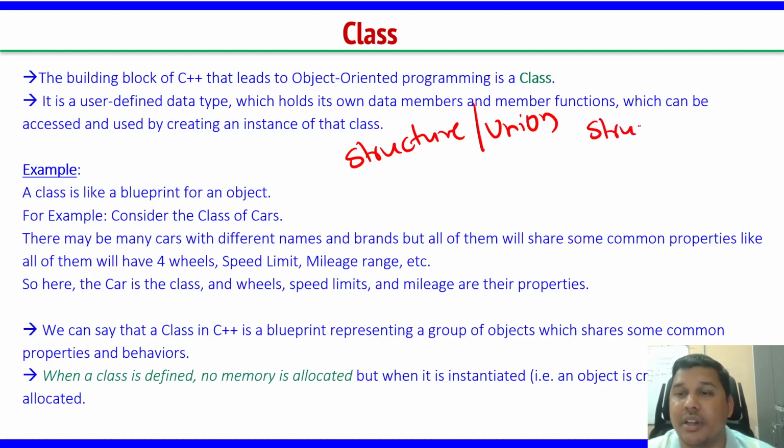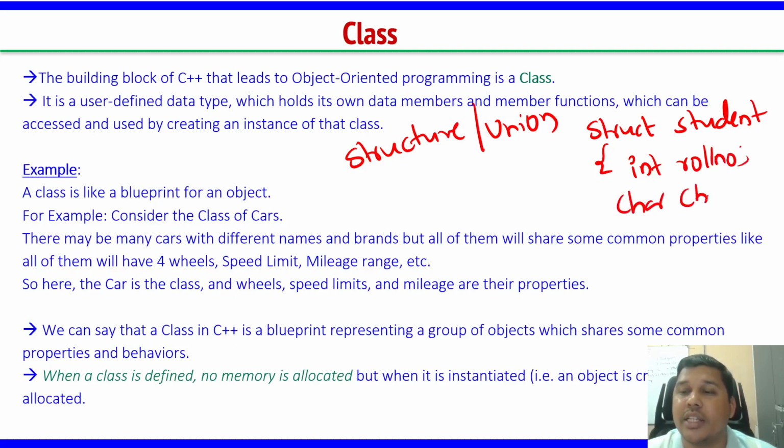You write something like this: struct student, and open, you give int roll number, and you can give char ch of 30. This is a data structure where you give only the variables, whether it is structure or union, both are the same. The advantage here is, in an array, we say that an array is a collection of elements of the same data type, whereas structure or union is a collection of elements of different data types.